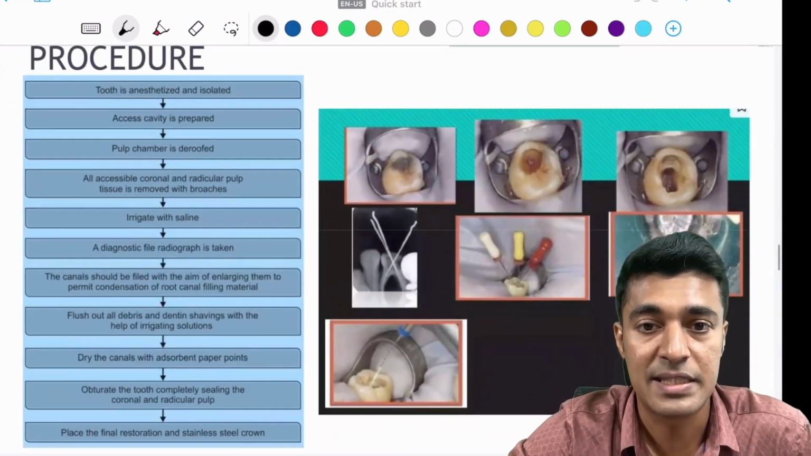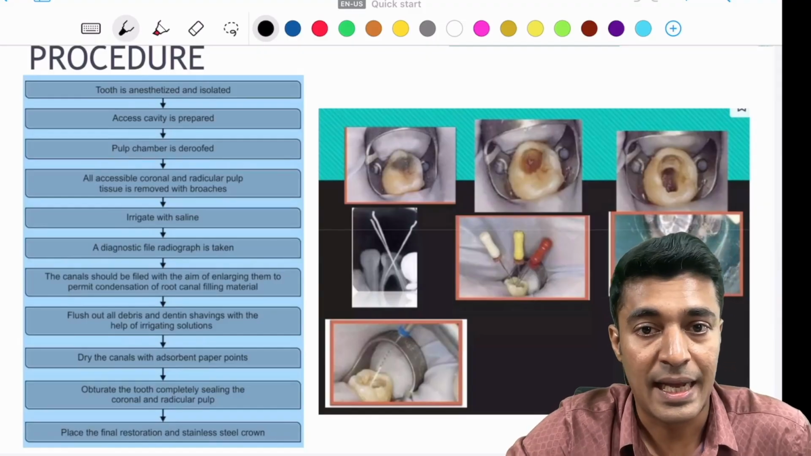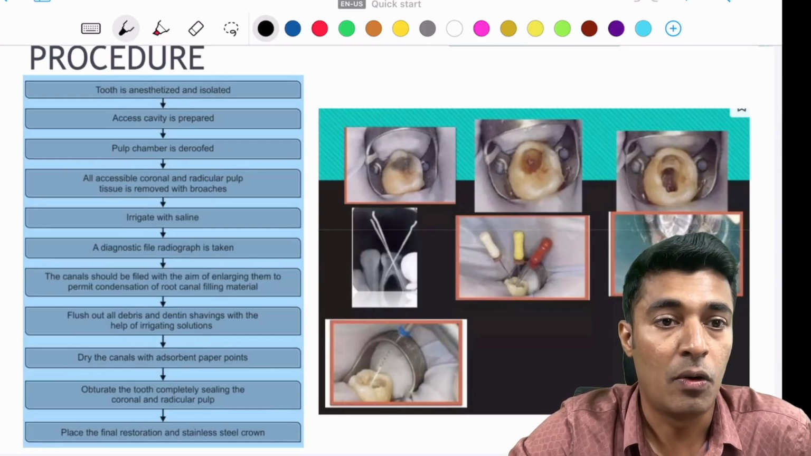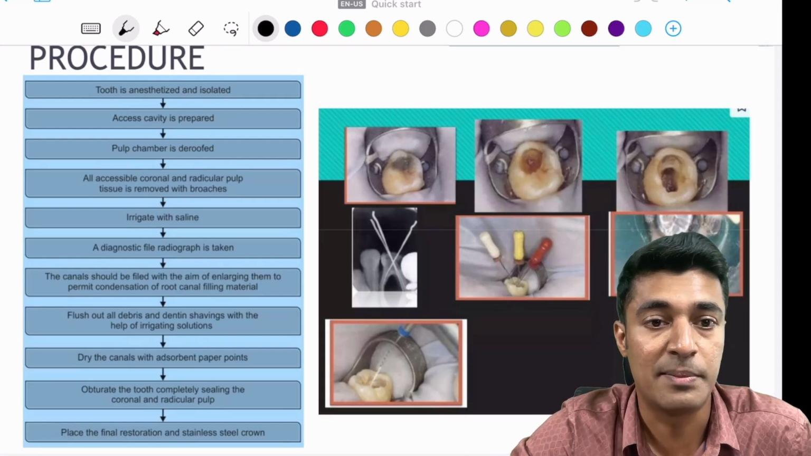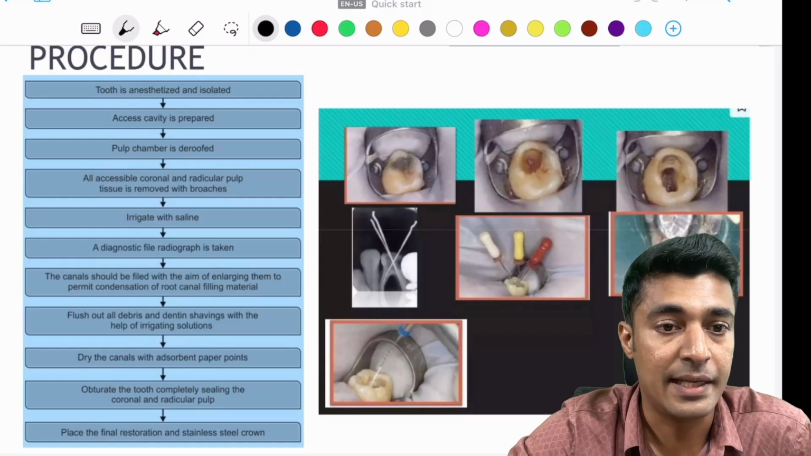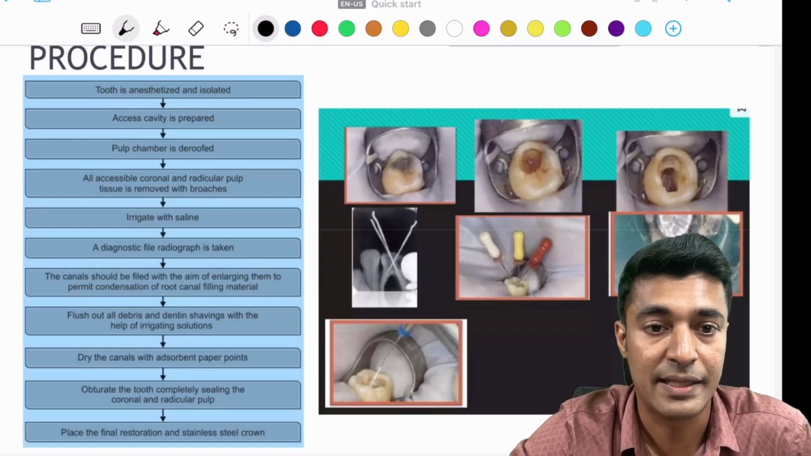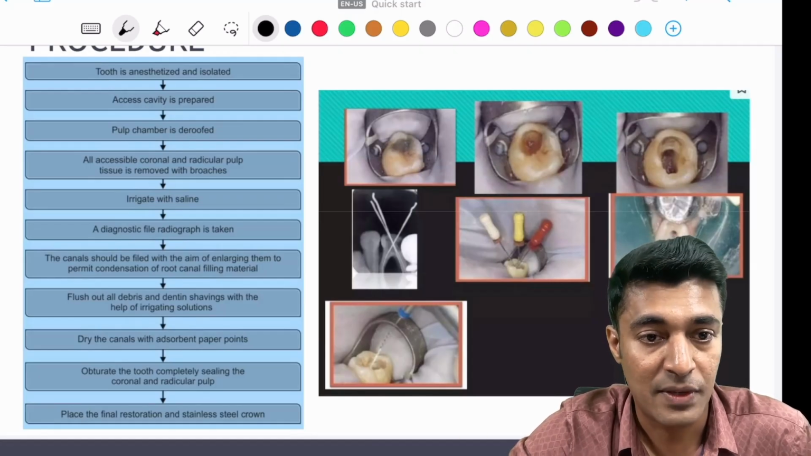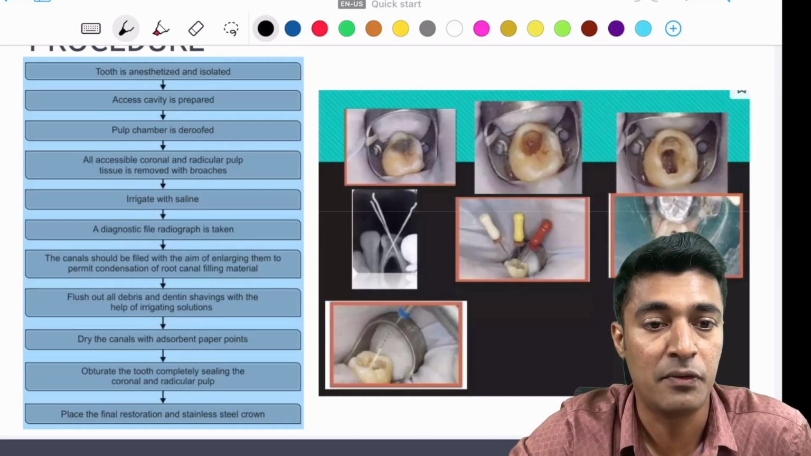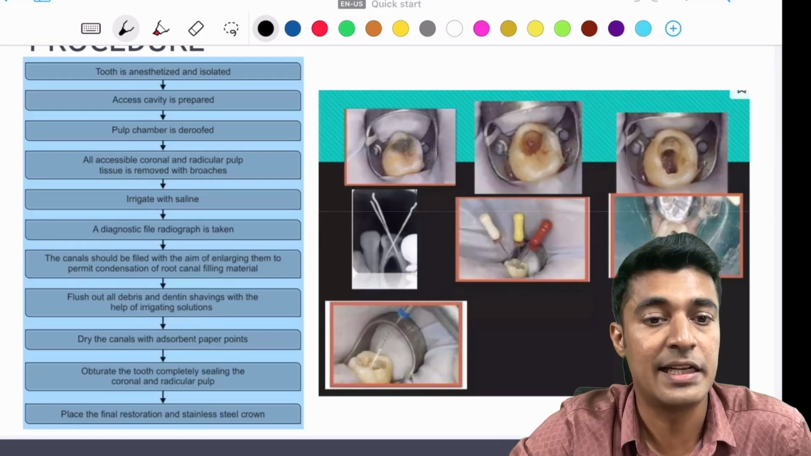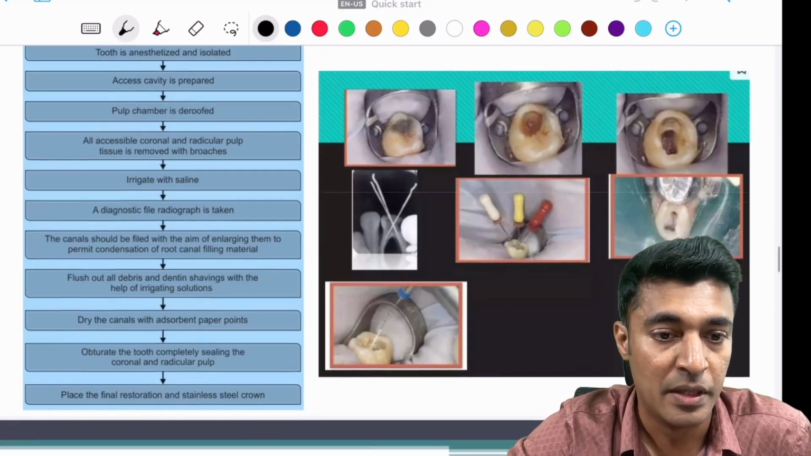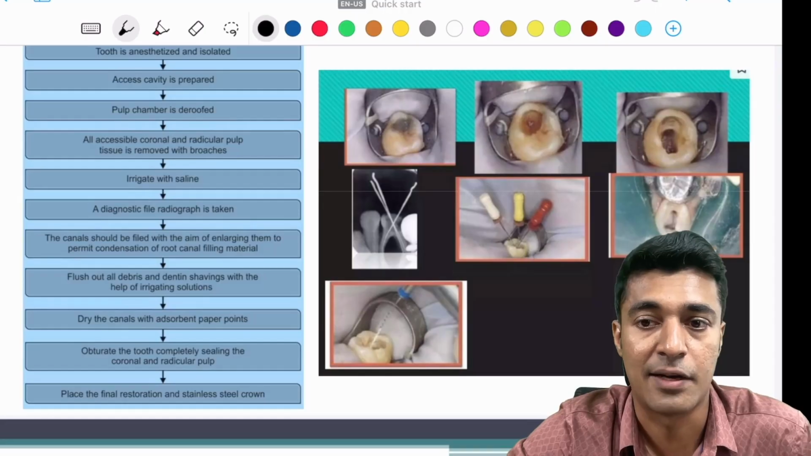So the procedure for single step pulpectomy. First, the tooth is isolated and anesthetized. Access cavity preparation is done. Then all the coronal and radicular pulp tissue is removed with broaches, irrigated with saline, and a diagnostic file radiograph or a working length radiograph is taken. The canals should be filed with the aim of enlarging them to permit condensation of the root canal material. Flush out the debris and the dentin shavings with the help of irrigant solution. Then dry the canals with paper points and obturate the tooth completely, sealing the coronal and the radicular pulp. Place the final restoration followed by a stainless steel crown.